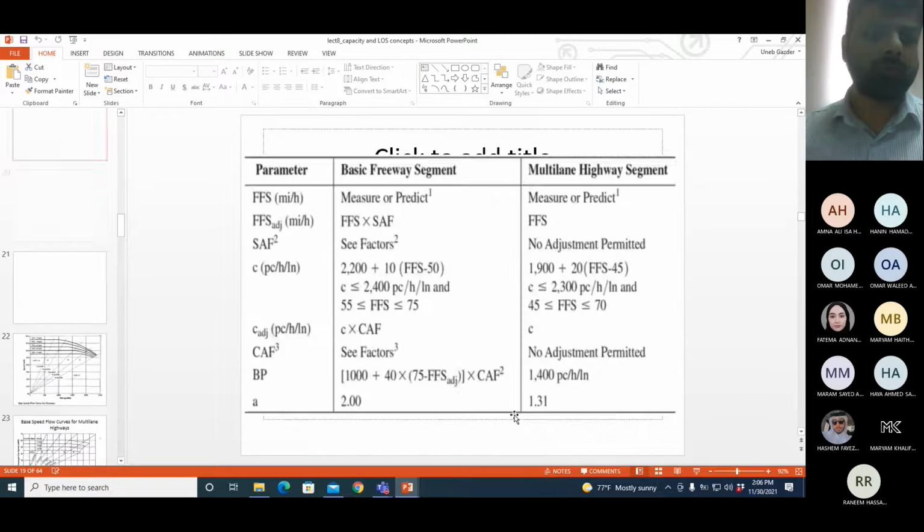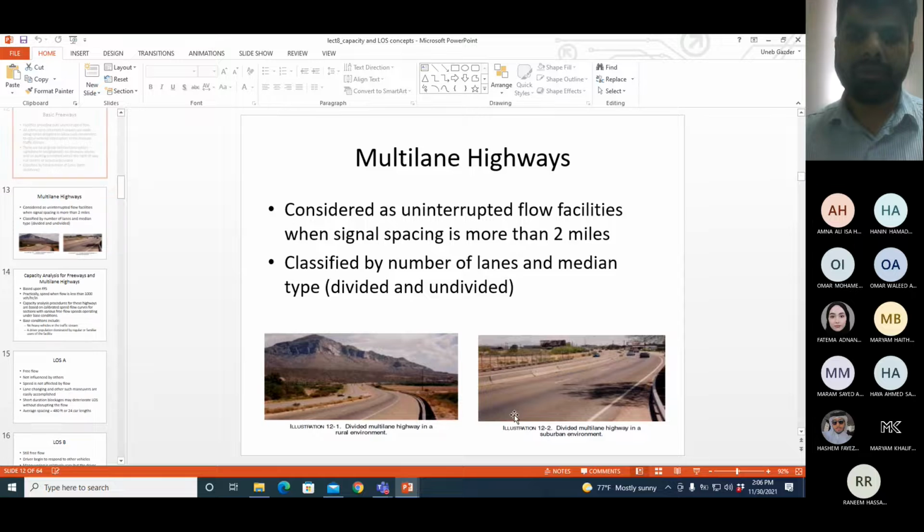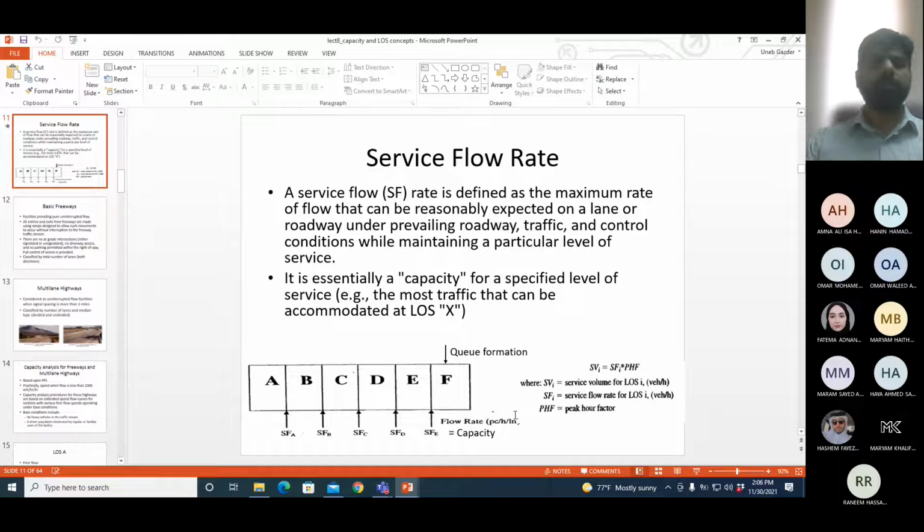Let us move on to what we were doing earlier. We ended the discussion at service flow rate, which is the maximum flow rate you can have at a particular level of service. So when the flow rate on the highway exceeds the service flow rate of a level of service, that level of service is no longer applicable to the highway. So if a highway has a flow rate more than the service flow rate of A, that means level of service A cannot be applied to the highway, and so on and so forth. Okay, and you go up to level of service E.